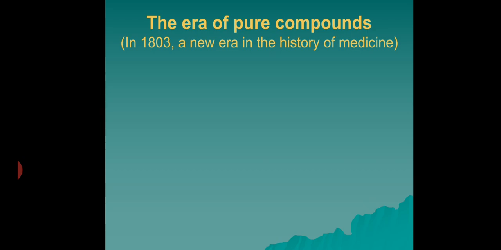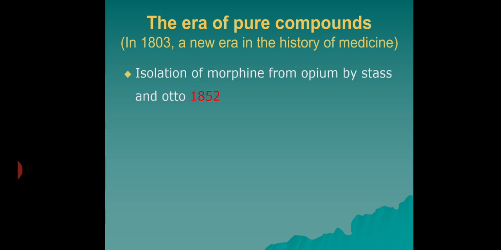The era of pure compounds: in 1803, a new era began in the history of medicine. The pure compounds I am talking about were from later in the 18th century, I mean the earlier part actually, but they mention the later 18th century. Isolation of morphine from opium by Stas and Atto. Stas and Atto are the persons. They gave the method itself, the extraction method, the Stas-Atto method. In 1852, they isolated a compound called morphine.